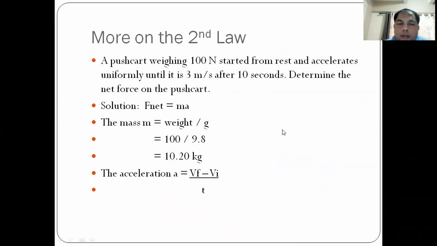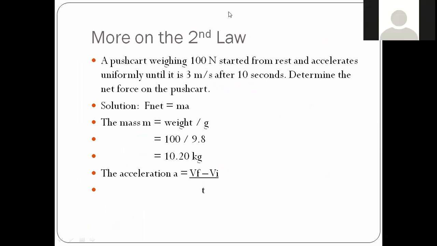Now let's go to another example on the second law. Supposing we have a push cart that weighs 100 newtons, and it started from rest and accelerates uniformly until it reaches a final velocity of 3 meters per second after moving for 10 seconds. We are to determine how much net force was present to push that cart that fast.